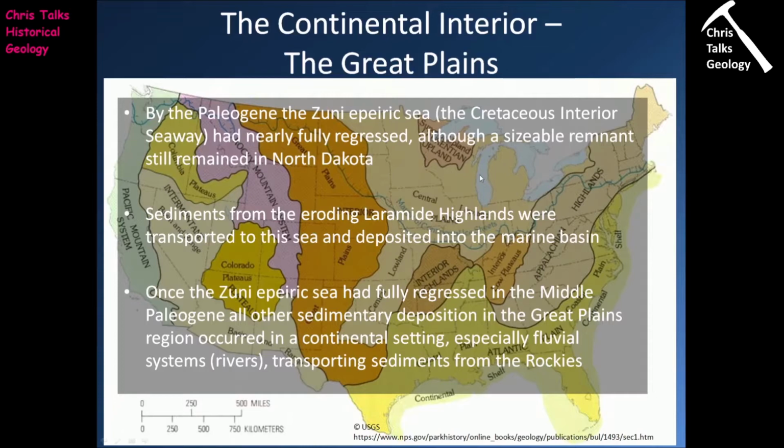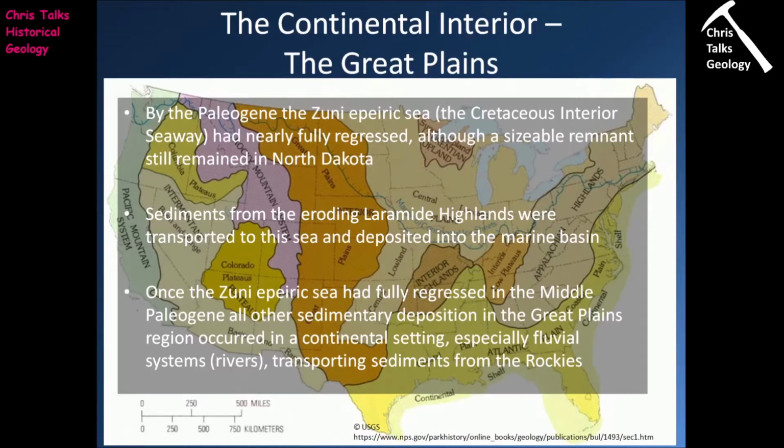So we know that a portion of the Cenozoic Sea was still around in the North Dakota region. However, pretty much the entire lot had retreated by the Paleogene. Now, we know that sediments from the eroding Laramide highlands located to the west were transported into what was left of the Cenozoic Sea and deposited into the marine basin. Okay. However, as I said, the Cenozoic Sea was in regression, so the basin wasn't really around for that long, to be fair.